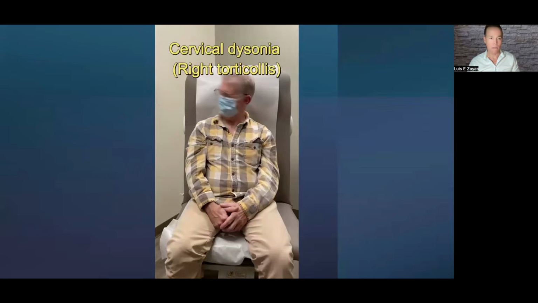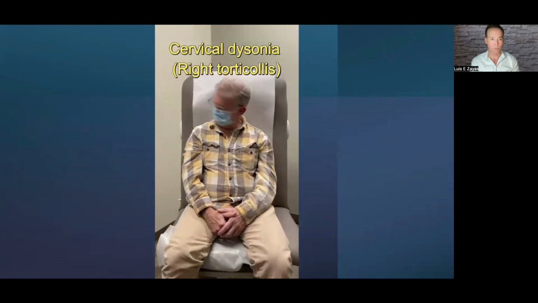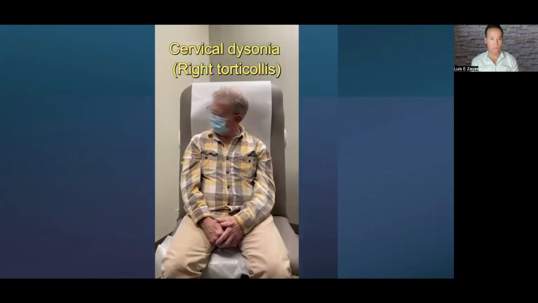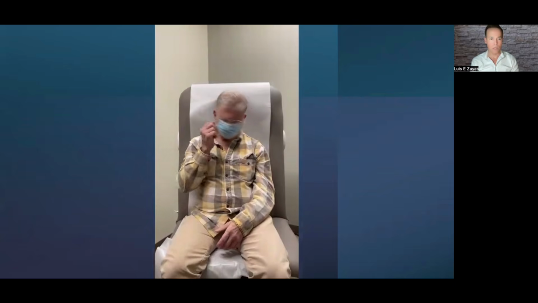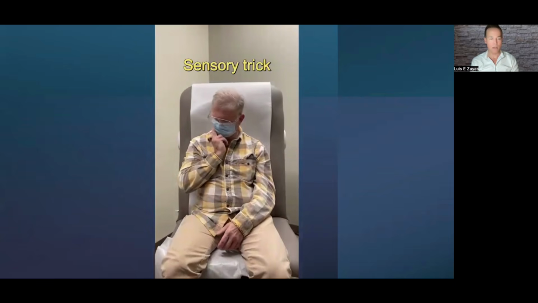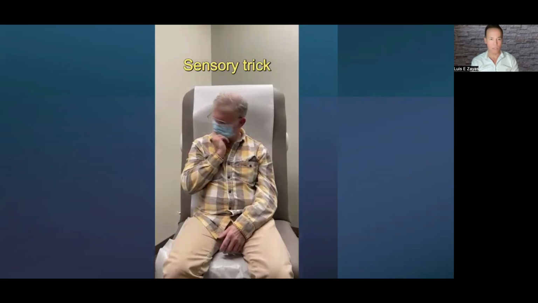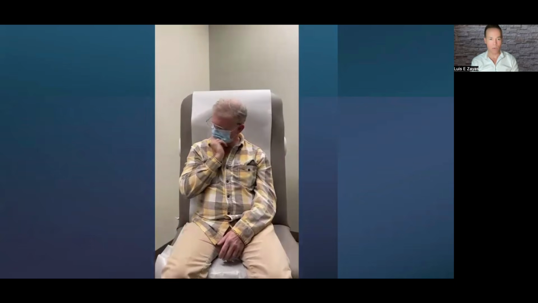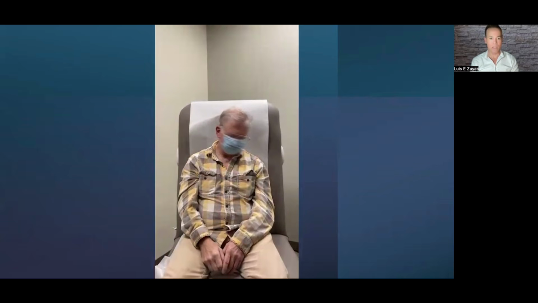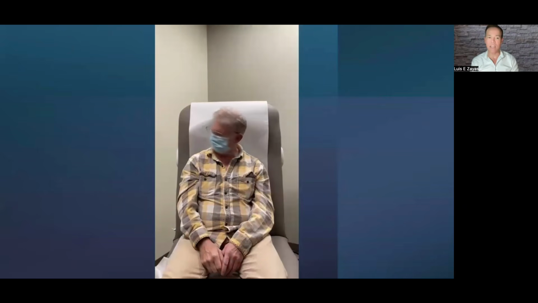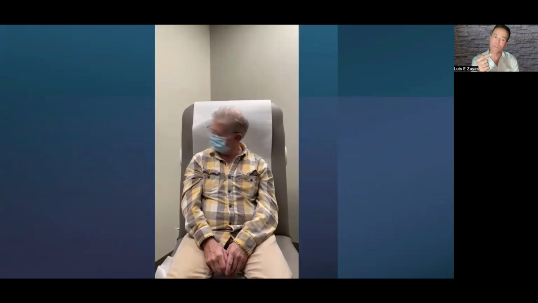See this guy. Let the neck do what the neck wants to do. So you see, and you see the sensory trick right there, which is not working well. Turn the neck to the left. So he's going against whatever the brain is telling him. So it's easier for him to turn the head to the right because this is the position that the brain wants him to place the head. Okay? So that's cervical dystonia.